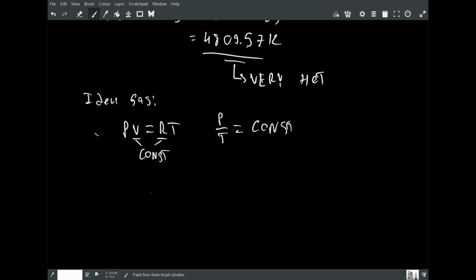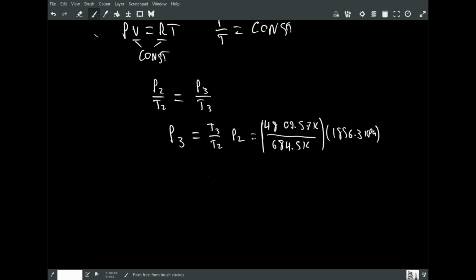Therefore, P2 over T2 equals P3 over T3. We know what T3 is, we know what T2 is, and we know what P2 is. So we can calculate P3. P3 equals T3 over T2 times P2. And so we can basically plug these in, and we find that our peak pressure at P3 is 1343 kilopascals. That's pretty high.